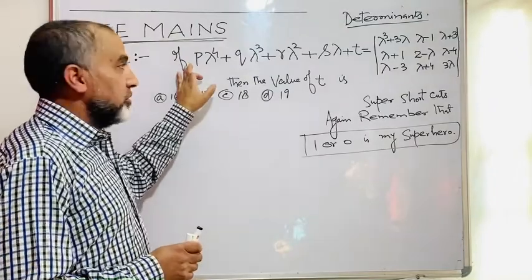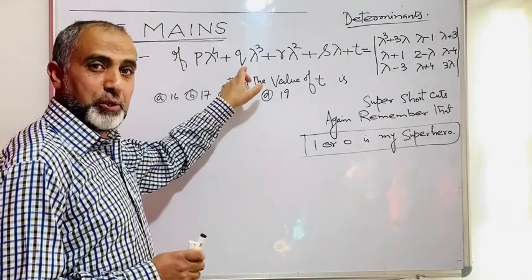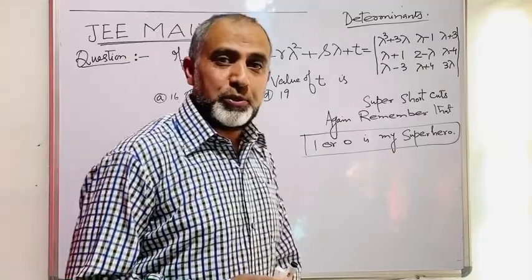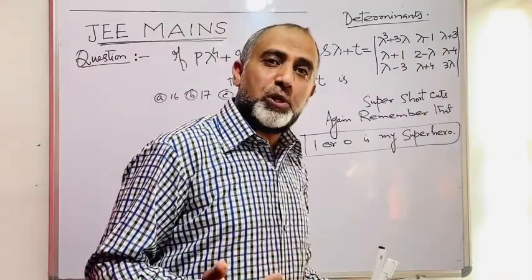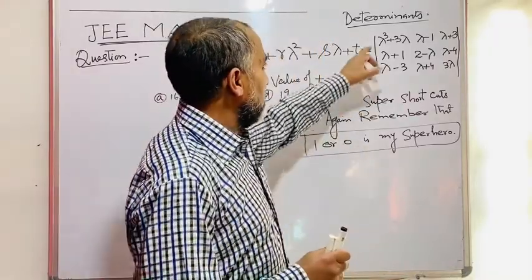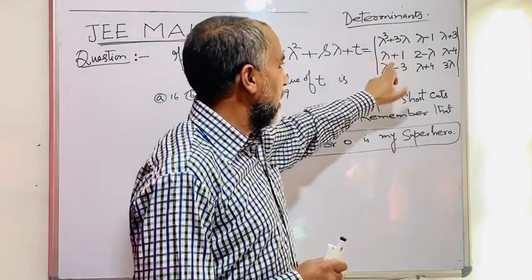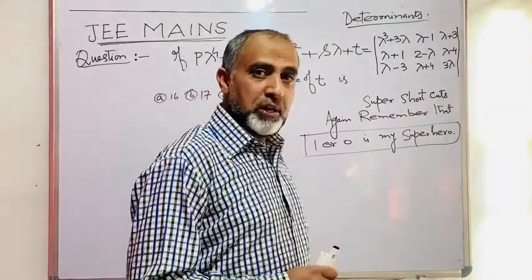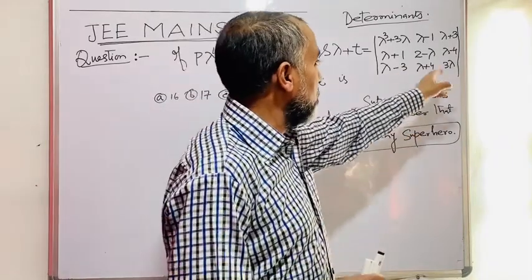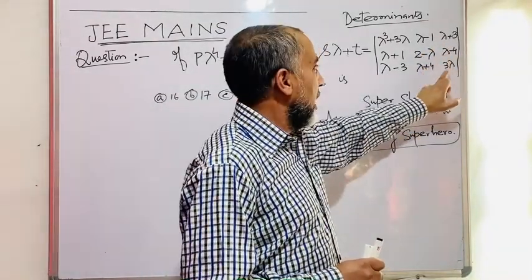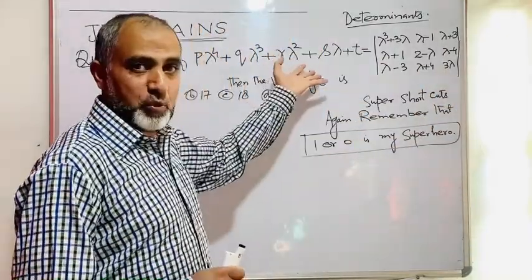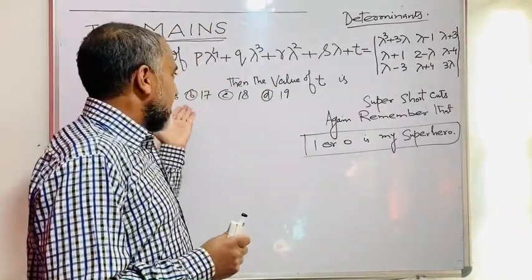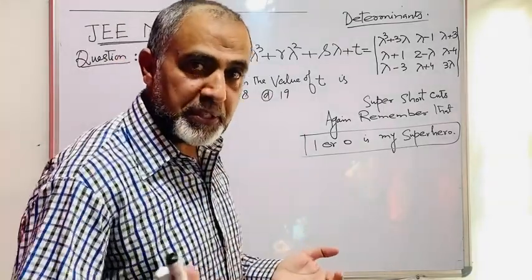It says, it's given that P lambda^4 plus Q lambda^3 plus R lambda^2 plus S lambda plus T is equal to, on the right hand side, a three by three order determinant. Column first: lambda cube plus thrice lambda, lambda plus 1, lambda minus 3. Second column is lambda minus 1, 2 minus lambda, lambda plus 4. And finally, third column is lambda plus 3, lambda minus 4, and thrice lambda. This is the given equation. Then we are asked to determine the value of T, and the options are 16, 17, 18, 19 as A, B, C, D respectively.